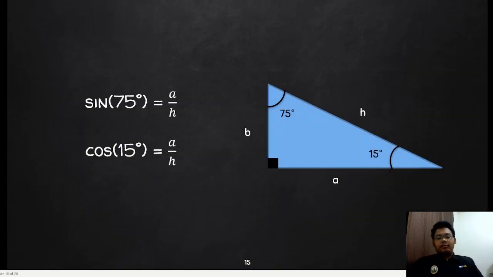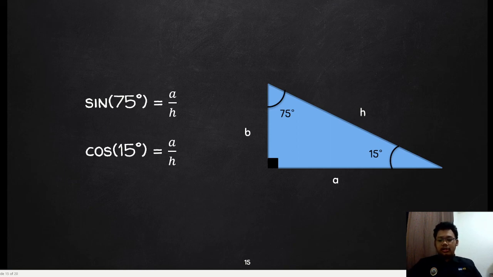Here's why. We already know the triangle. The total angle of a triangle is 180. This one is already 90, so what we have left is 90. So when 90 minus 75, we end up with 15. So the sine of 75 is the opposite over the hypotenuse.